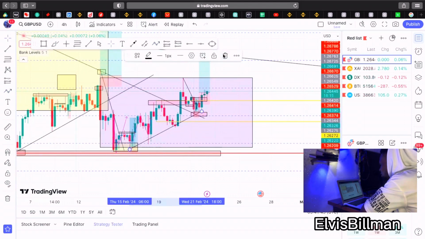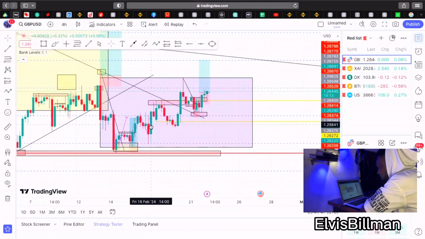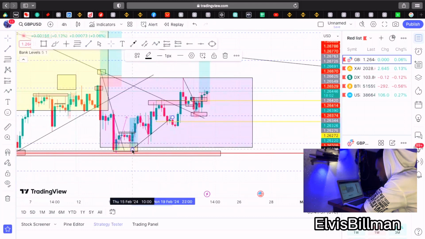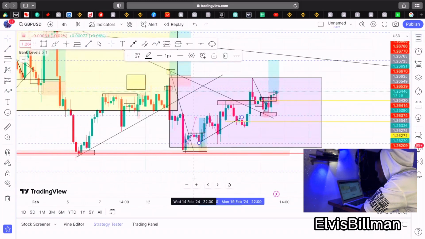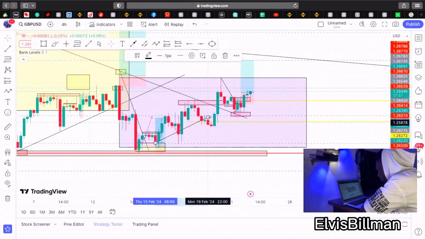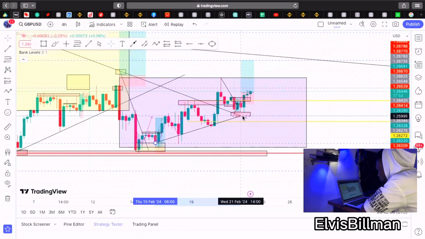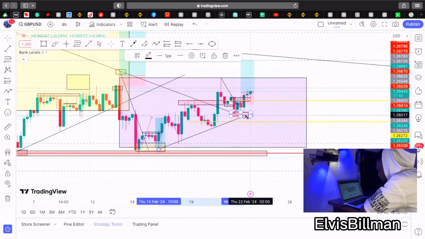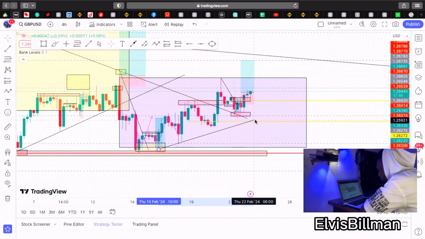Let me clear this part a bit. From here we'll put 1 and we'll put 2. Now people ask, do you draw by the body like this, or do you draw from the wick like this?